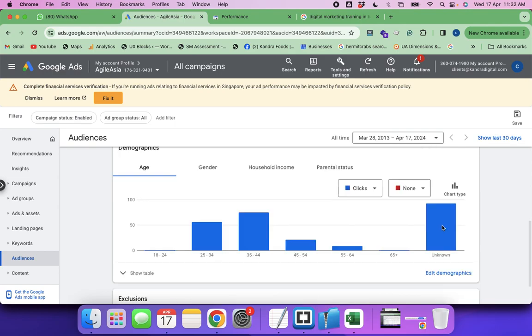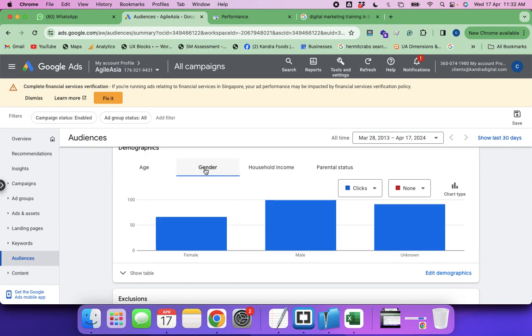Majority, okay, age group is unknown. Forget about unknown, 25 to 34. Do you all see that? Most of your clicks are coming from this particular age group. Same way, gender, most of your traffic is coming from male.